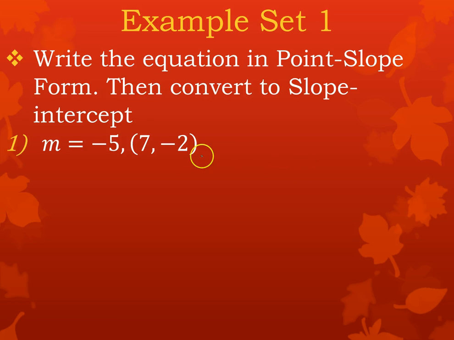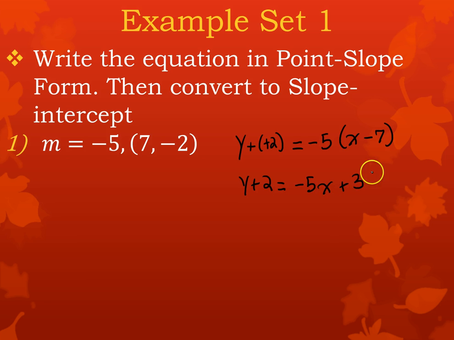So our slope is negative 5, point is 7, negative 2. So it's y minus a negative 2 equals m times x minus 7. So again, minus negative becomes plus, so this is y plus 2. When I distribute my negative 5 into the expression, we get negative 5x plus 35. And when I subtract 2 from both sides, we get y equals negative 5x plus 33. There's my equation in slope-intercept form.